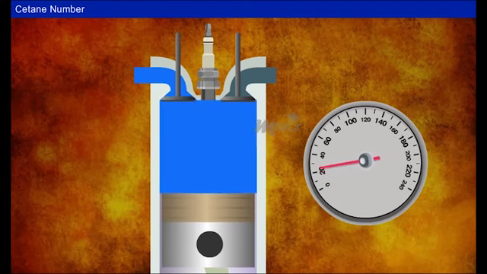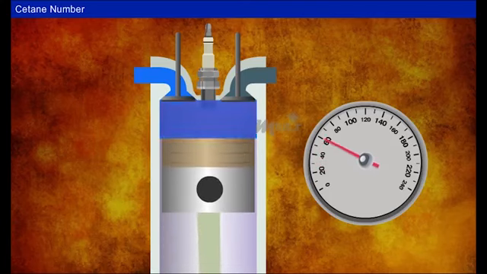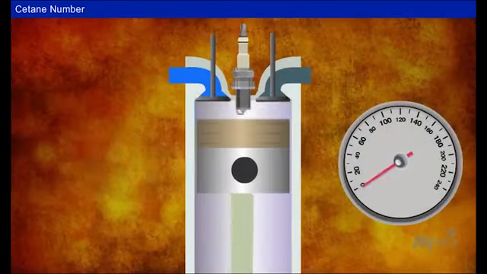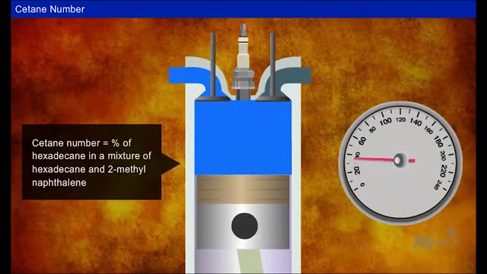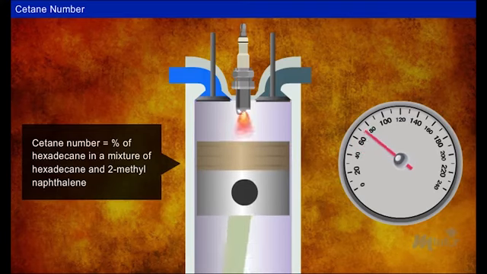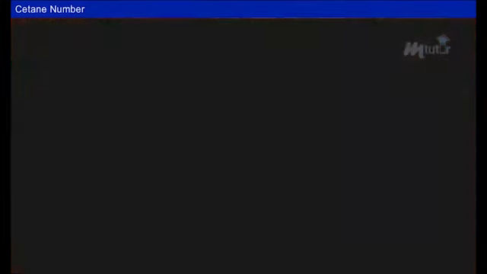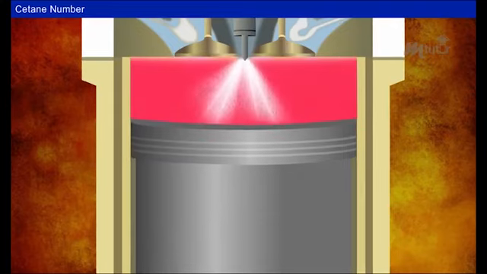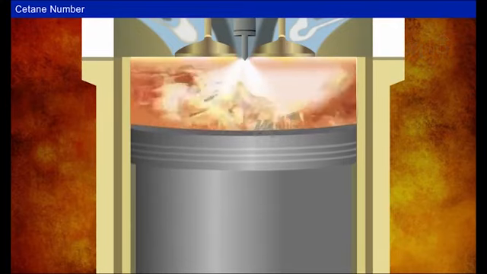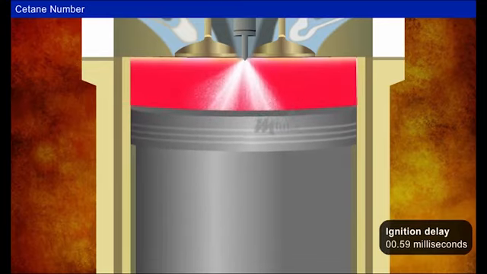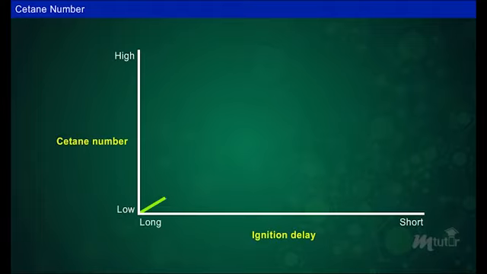Cetane number is a relative measure of the time delay between the injection of fuel into the chamber and the start of combustion. Cetane number is the percentage of hexadecane in a mixture of hexadecane and 2-methylnaphthalene, which has the same ignition characteristics as the diesel fuel under test. We can deduce the ignition quality of a fuel through its cetane number. A fuel with good ignition quality has a high cetane number, where the ignition delay period between the start of fuel injection and the onset of auto ignition is short.